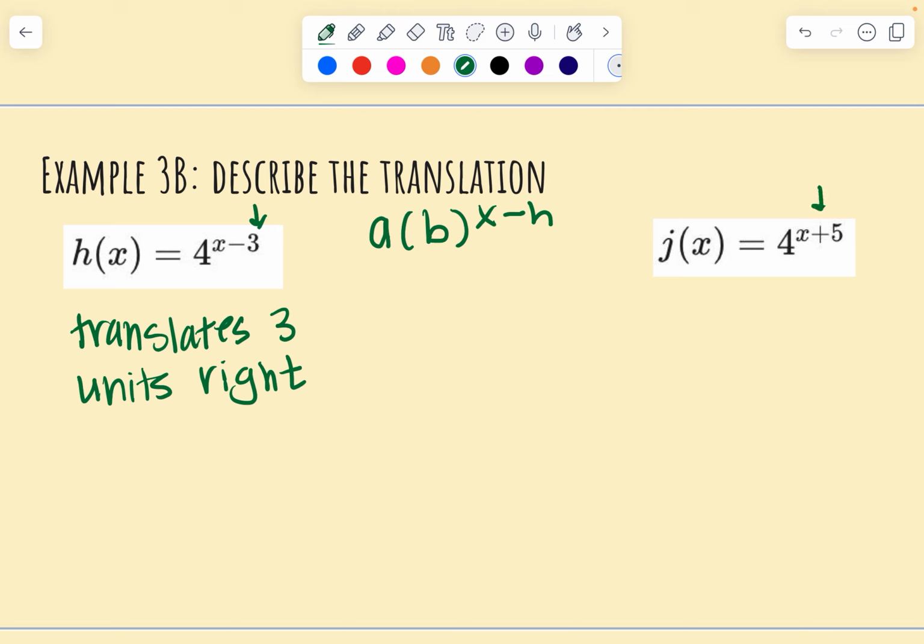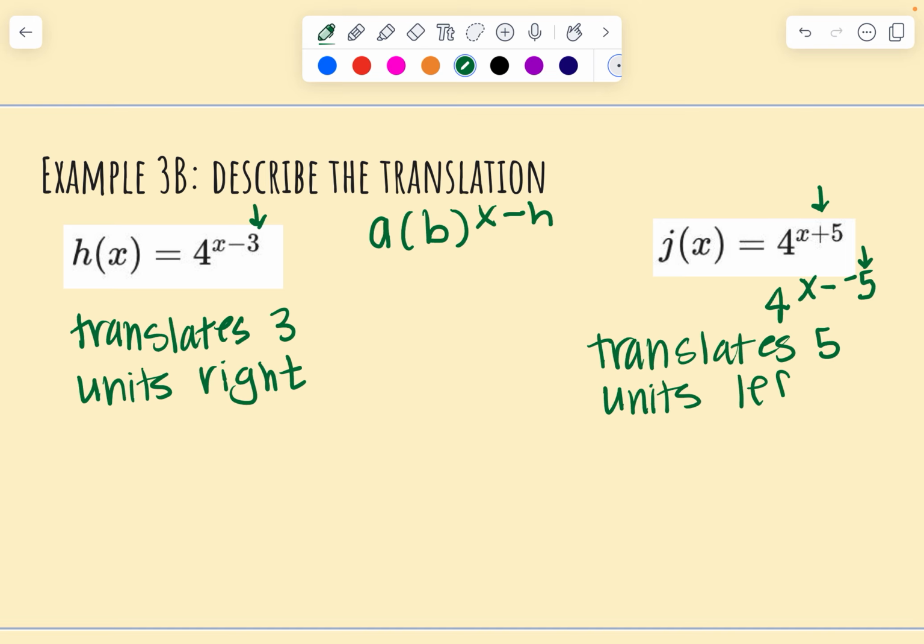Here is plus 5. That's the same as saying 4 to the power of x minus negative 5. So I'm subtracting a negative number, which is making it move left. So this translates 5 units left.